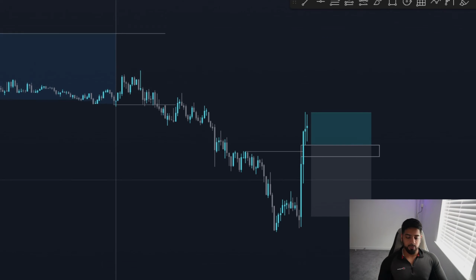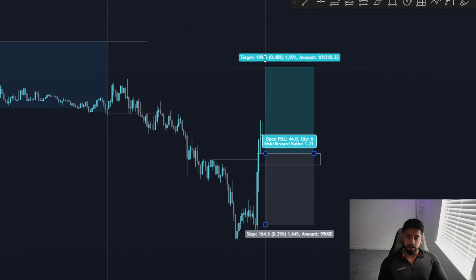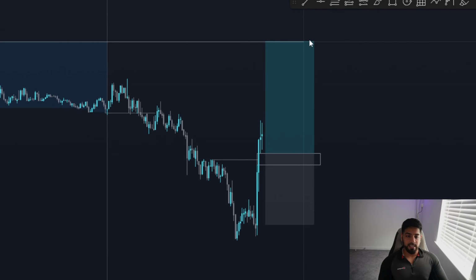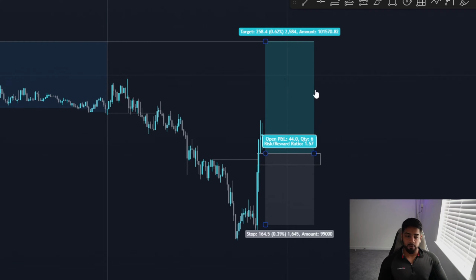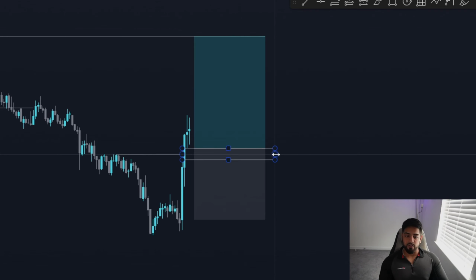And where do we target? Well, we always target the opposing liquidity. So if we've swept the low, we're going to be targeting the high. If we swept the high, we would be targeting the low of the Asia session range. So right here at the high of the Asia session range is where our take profit is going to be. So that gives us a nice 1 to 1.5 risk to reward trade. That means for every $1,000 that you risk, you're going to be making back $1,500.